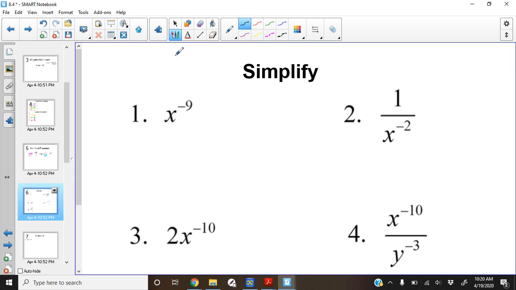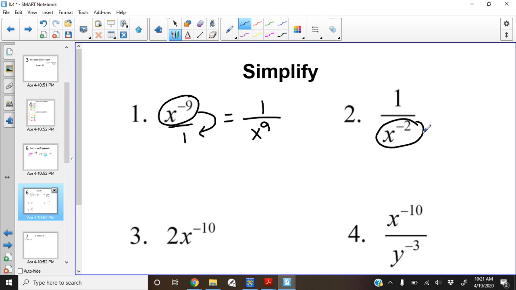So let's try some. First, put this over 1, x to the negative n. So we're going to take that quantity and we're going to move it to the denominator. When we do that, the denominator becomes x to the positive 9, and 1 stays in the numerator. Number 2, x to the negative 2 has to move to the numerator and becomes positive, so x to the positive 2, and times 1 is just x squared.